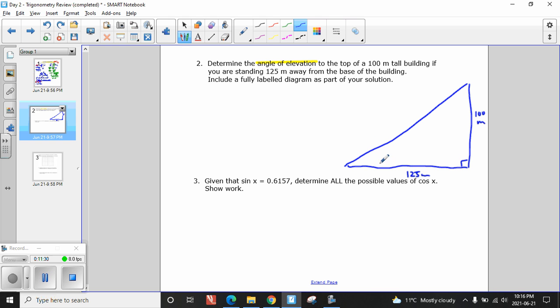But it says find the angle of elevation. So we want the angle down in the bottom corner. So if you're standing here with your eyes looking up, how steeply do you have to tilt your eyes up? So here's the building.